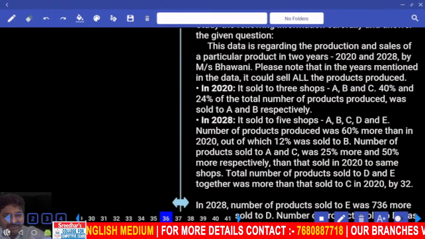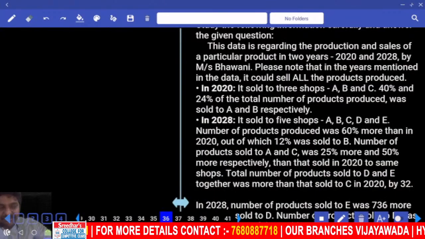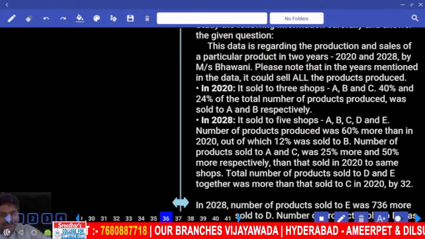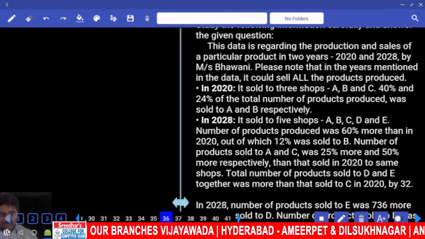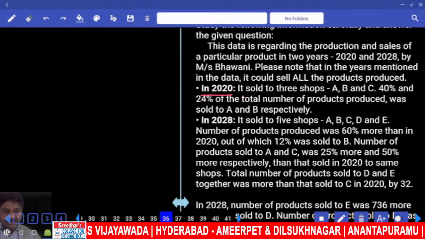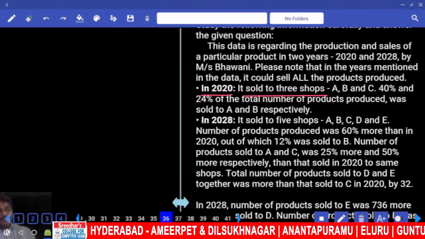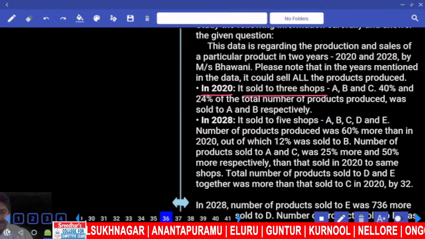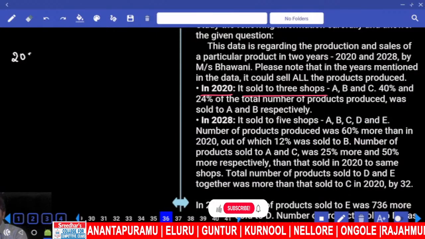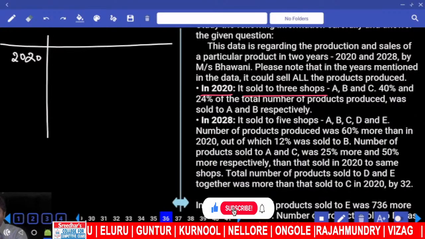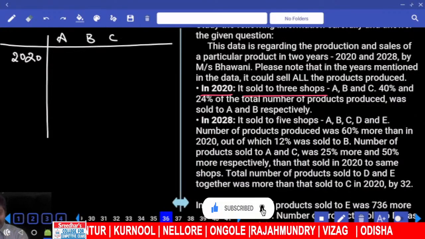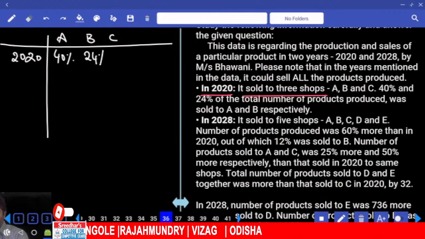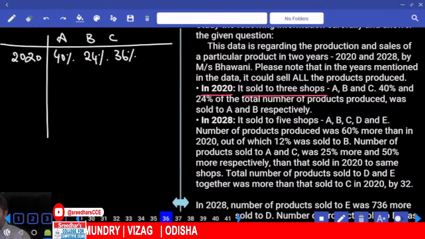Data is regarding production and sales of a particular product in 2 years 2020-2028 by Mrs. Bhavani. Please note that the years mentioned in the data, it could sell all the products produced. In 2020, it sold to 3 shops ABC. 40%, 24% of the total number of products produced was sold to AB respectively. So in 2020, we have 3 shops, A, B, C. To A 40% given, to B 24% given. Remaining 36 is for C.